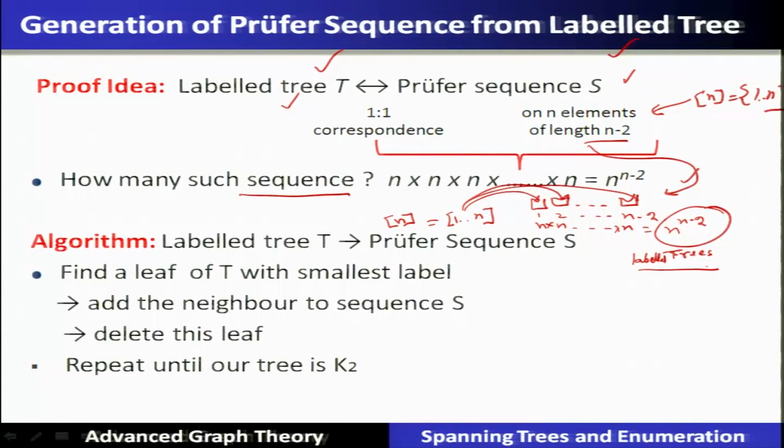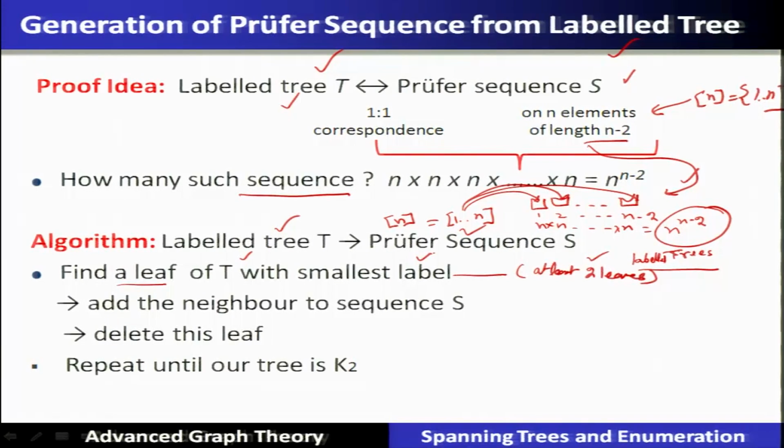Now we have to see this particular algorithm: given a labeled tree, how are we going to generate the Prüfer sequence? The first step of the algorithm is to find a leaf of the tree with the smallest label. Whenever a tree is given, there are always two leaves, as we have seen in the previous theorem. So this assumption, finding a leaf, is possible whenever a tree is given. So, find a leaf of T with the smallest label.